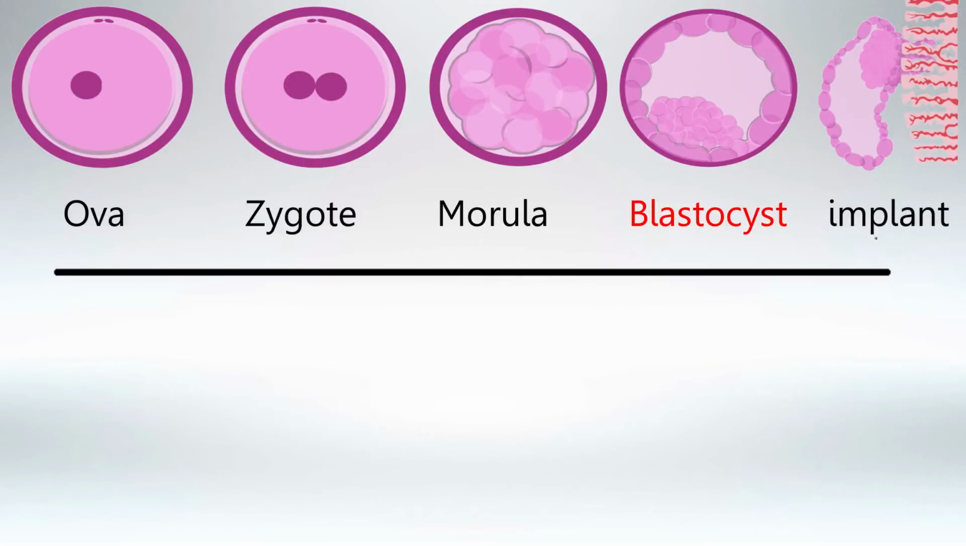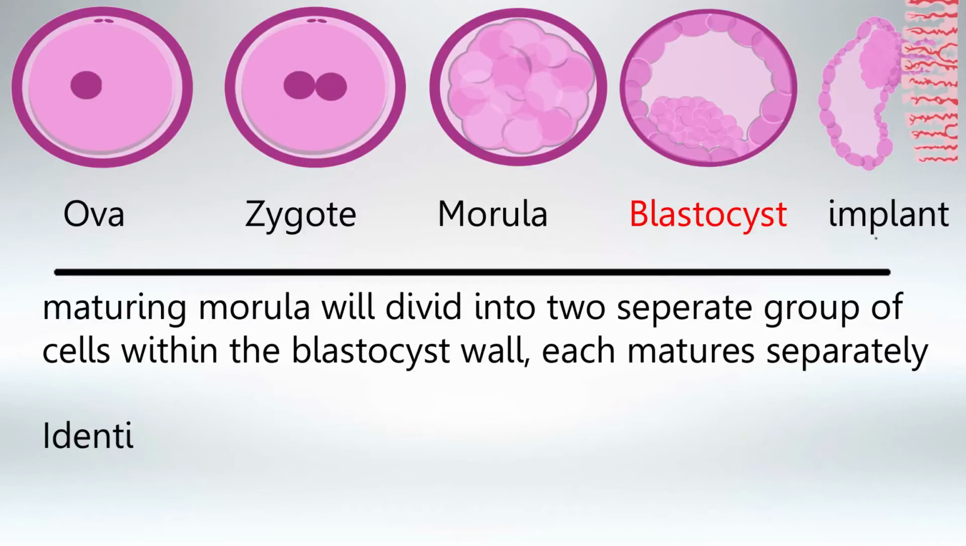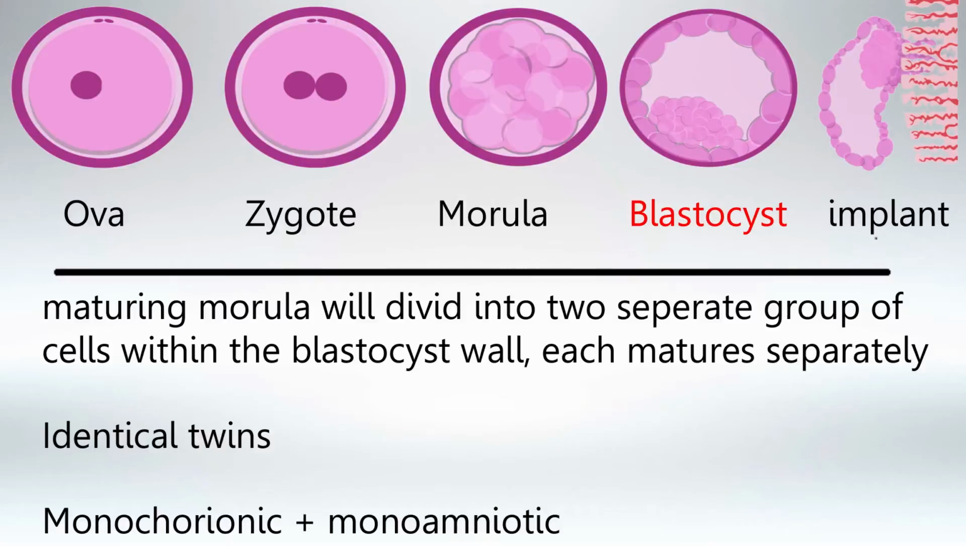Similarly, in the blastocyst phase, the blastocyst will mature into 2 different groups within the blastocyst wall, and each group will mature into a separate fetus. So again, they share the same ova and the same sperm, so identical twins, and they will be monochorionic and monoamniotic, so 1 placenta and 1 amniotic sac.